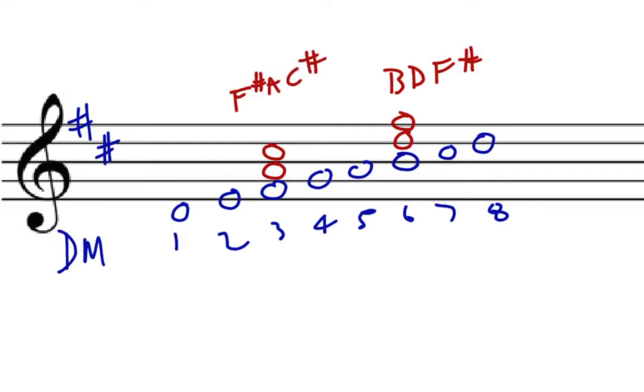And both those are minor chords. So mediant in a major key is minor. Submediant in a major key is minor. And these minor color chords actually give music some really interesting possibilities.